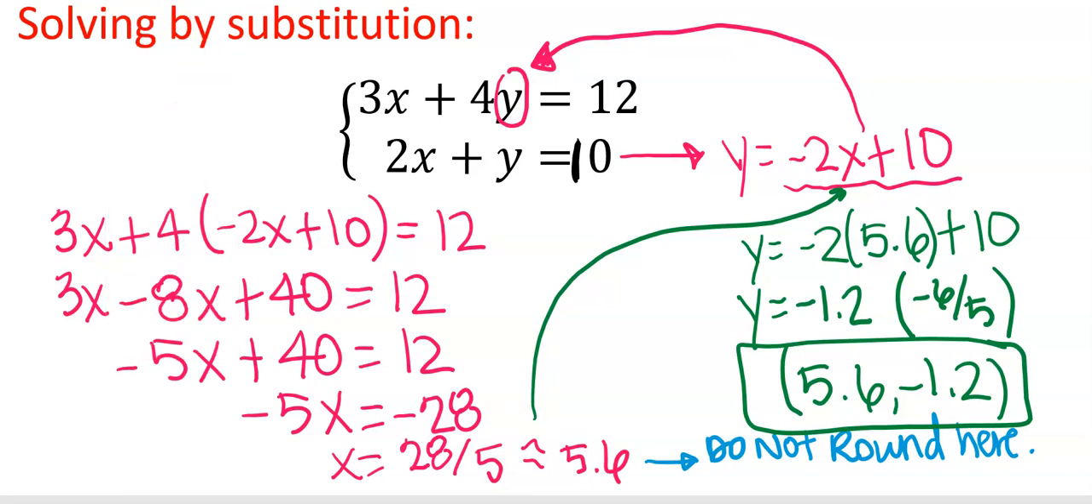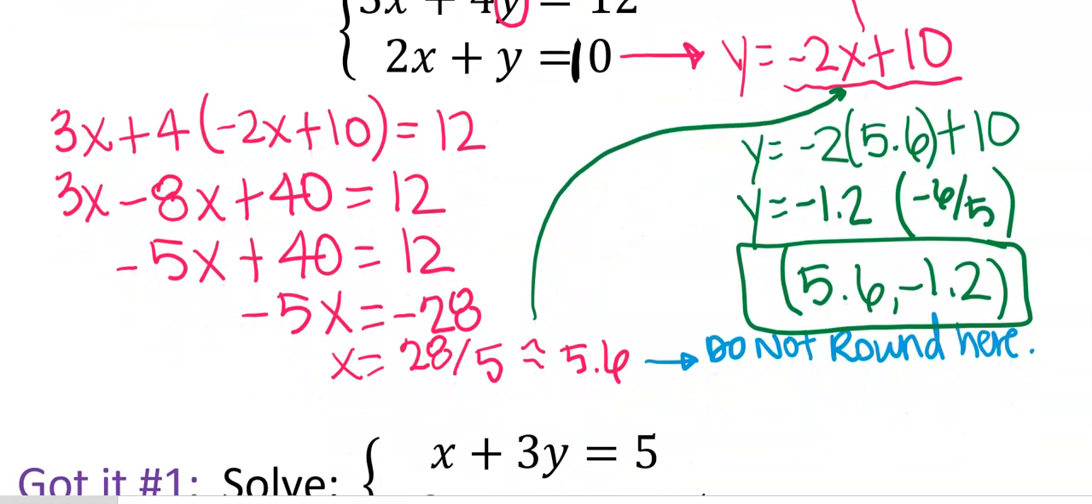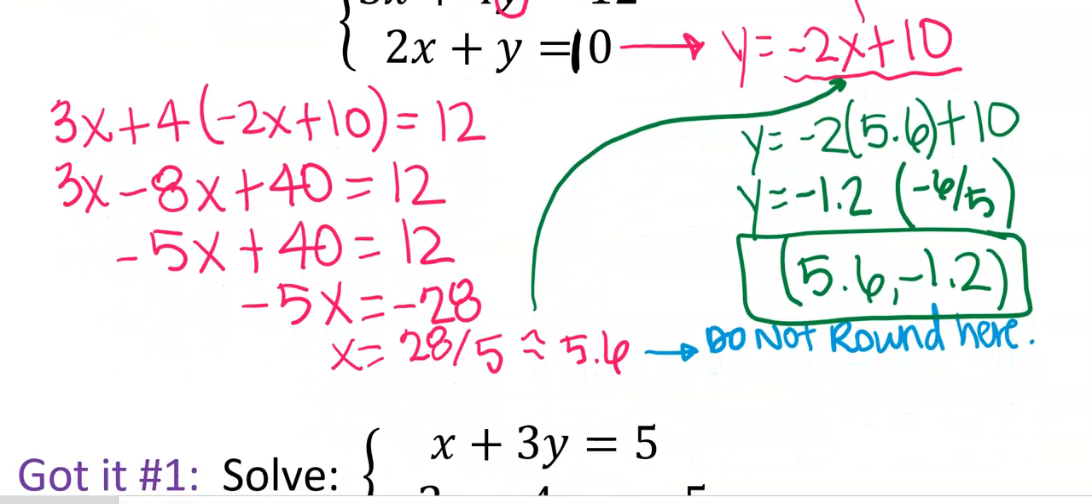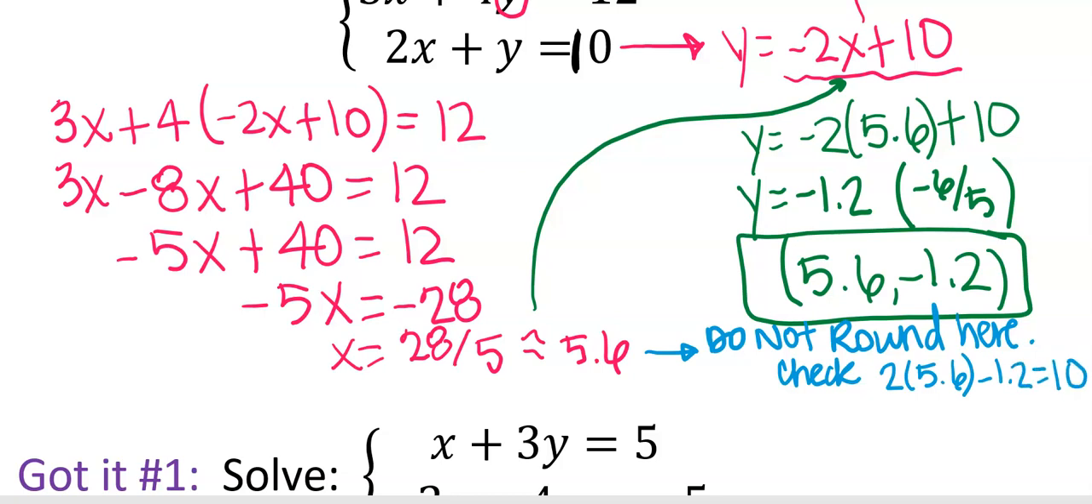So let's see if I have enough room. I'll go right here. 2 times 5.6 minus 1.2 equals 10. So I'm keeping everything on the same side that it's on. 2 times 5.6 minus 1.2. Oops, I did plus instead.